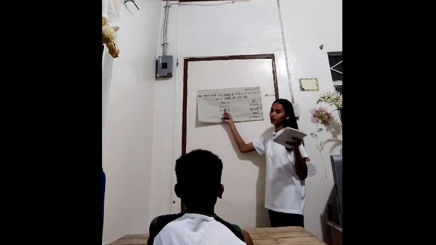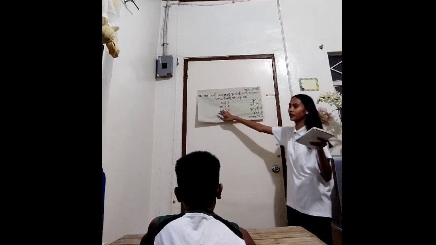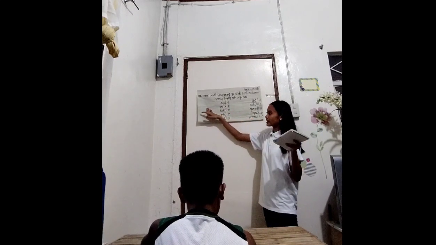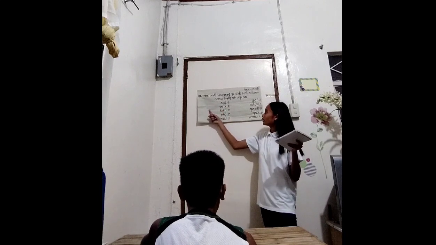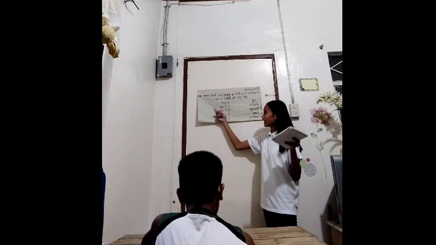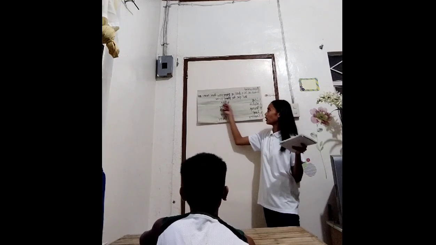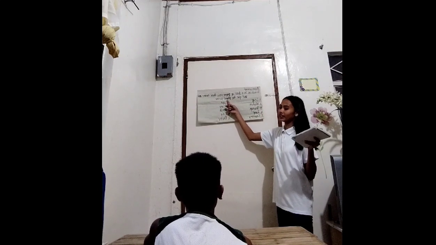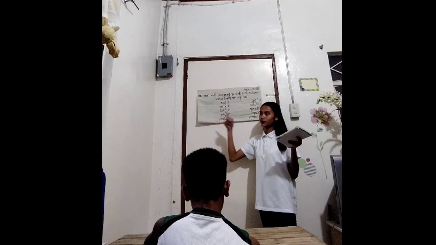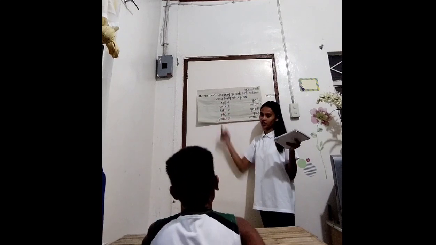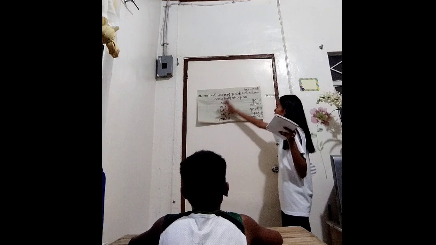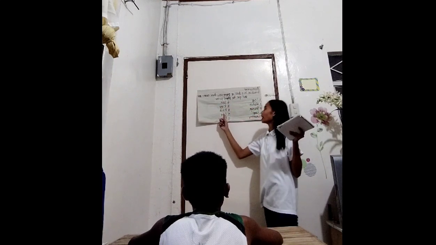Number 7, river. What is the plural form of river? Rivers. Okay, by adding s, river will become rivers. River is a singular noun, and rivers is an example of a plural noun. Okay, number 8, pitch. What is the plural form of pitch? Pitches. Okay, pitches is an example of plural, and pitch is a singular.